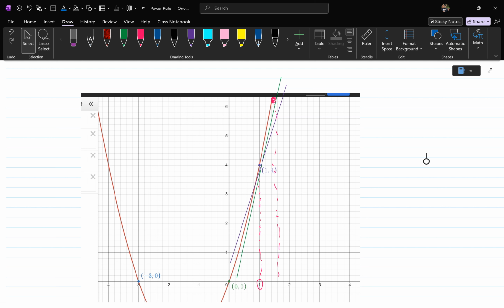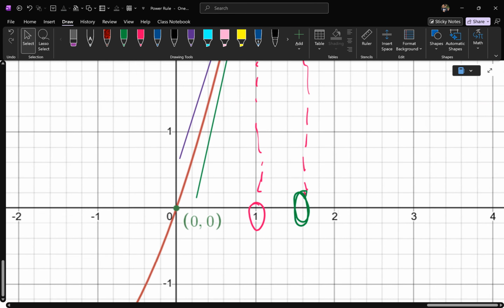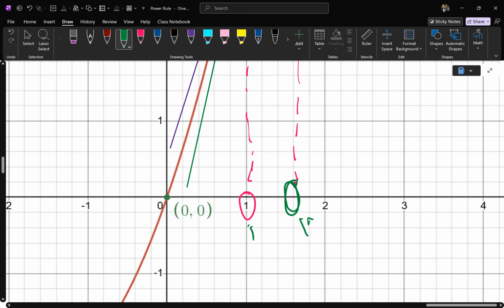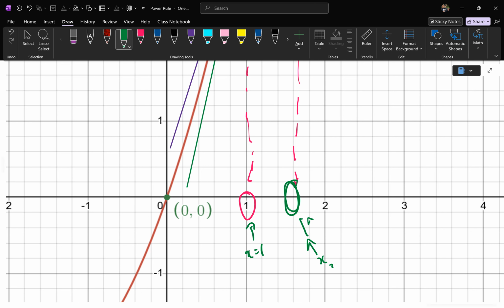We realize that the closer I pick my second point, rather than picking this one here as my second x coordinate, so my first one was at x equals 1, the closer the second point is for the x coordinate to the first one, the closer the gradient is. Does that make sense? Okay, because that's the theory. That is literally the definition of first principles. So the question is, what number can we choose?